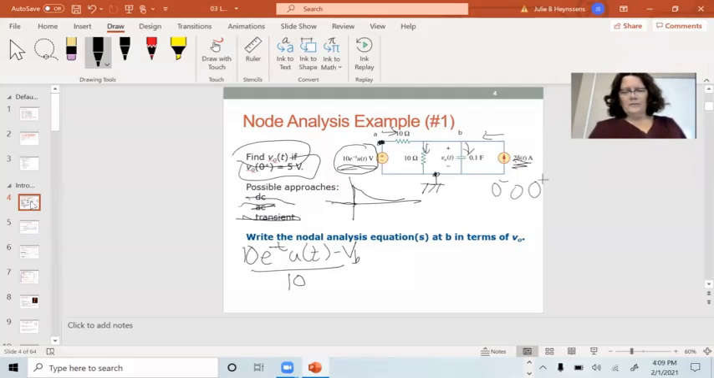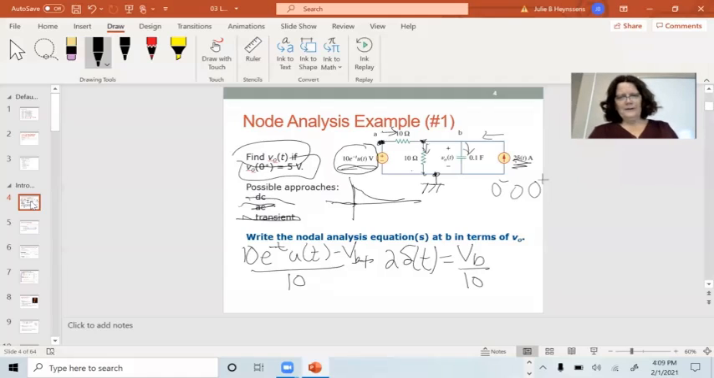The other 10 ohm resistor, the one that's going down, goes between VB and ground. So that's going out, so it goes on the other side. The other one that's going in to the node, let's do that one first, is 2 delta of t. And that will equal the sum of the currents going out, which is that second 10 ohm resistor. So that's VB minus 0 over 10.